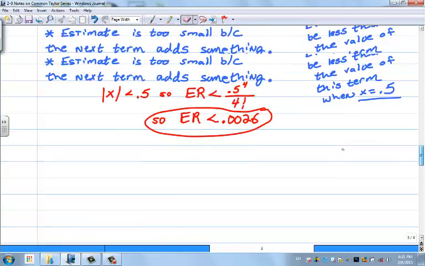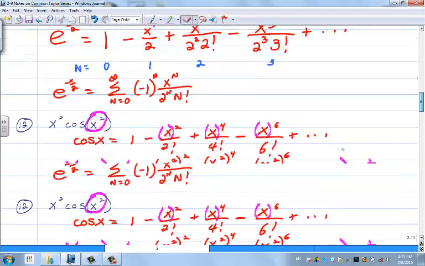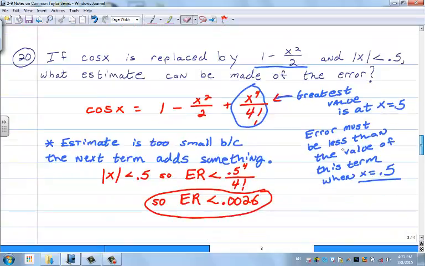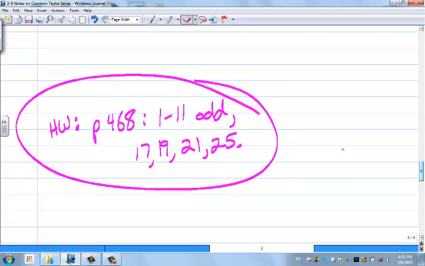I have for you some homework, and the smart thing for you to do is to work on this homework while you're in class. I mean, you have tons of extra time in class, so you should try to work on the homework while you're in class, and then it will make your life a little bit easier. So your homework is page 468, 1 through 11 odd, 17, 19, 21, and 25. I hope you have good luck with this.